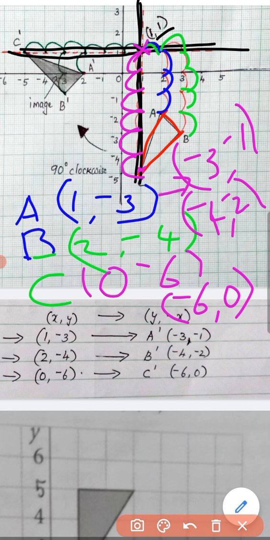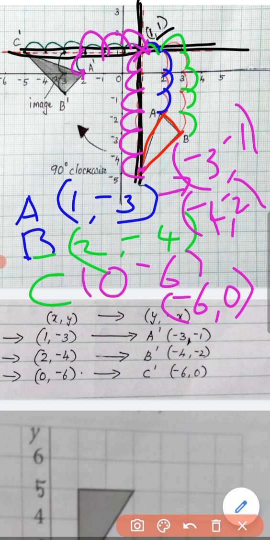We need our imaginary origin to count these points. Okay. -3 means on the x-axis 3 units to the left. So 1, 2, 3. And negative 1 means 1 unit down. So this is A dash.